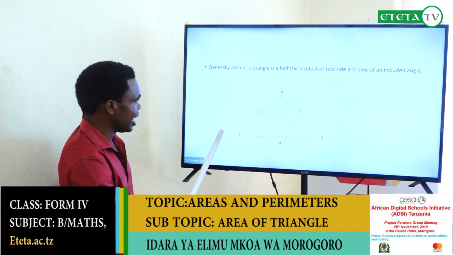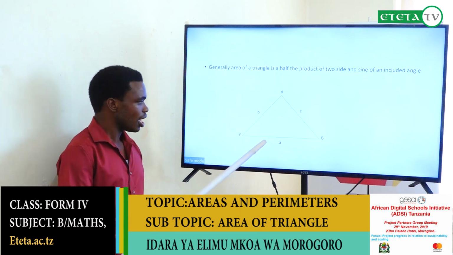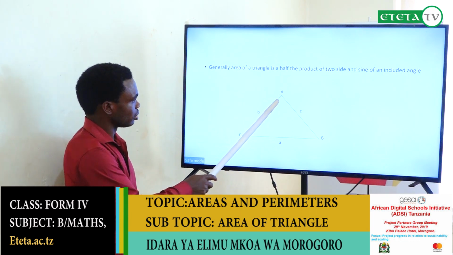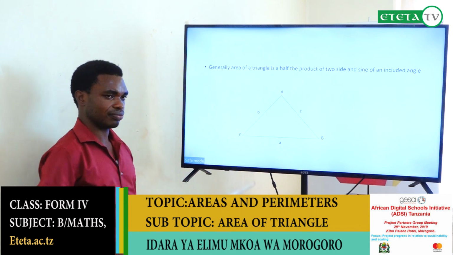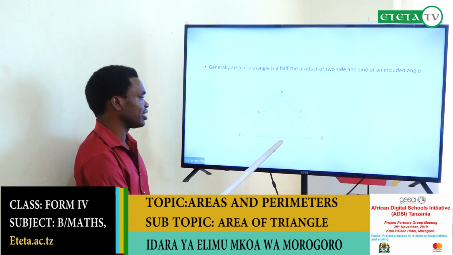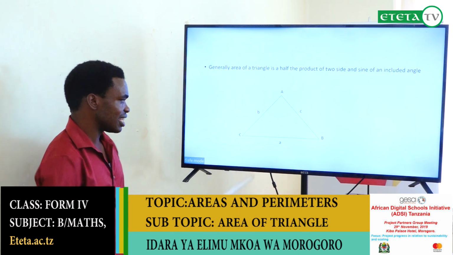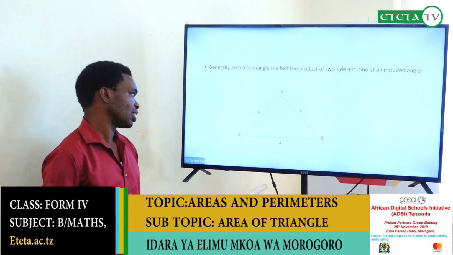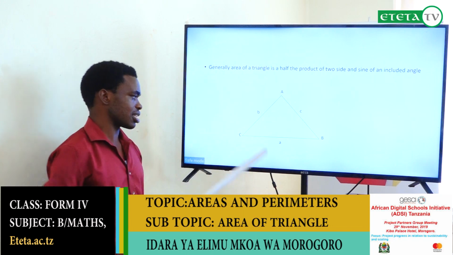This is the triangle to generalize our concept. We have vertices A, B, and C. Let's call this side a, this one b, and this one c. These are sides of the triangle, assuming that we have the angles A, B, and C.